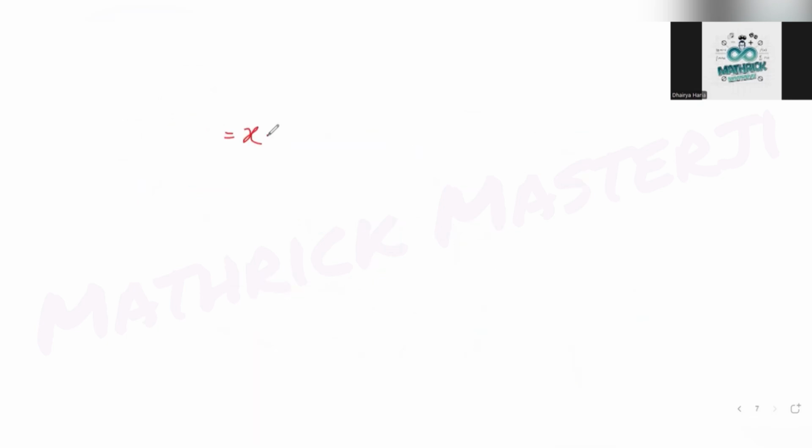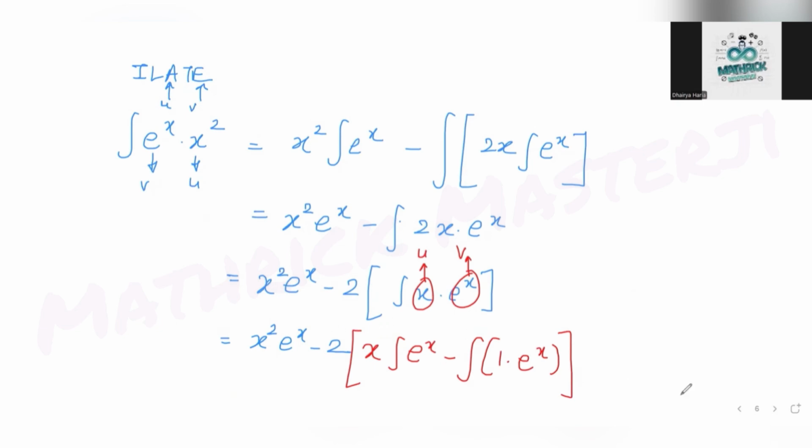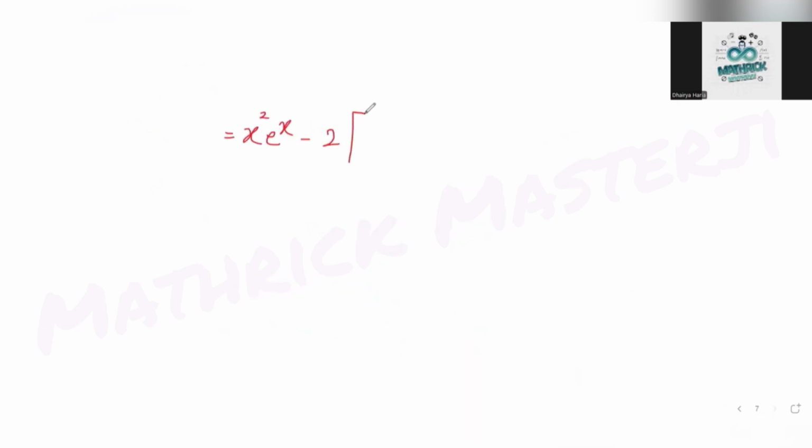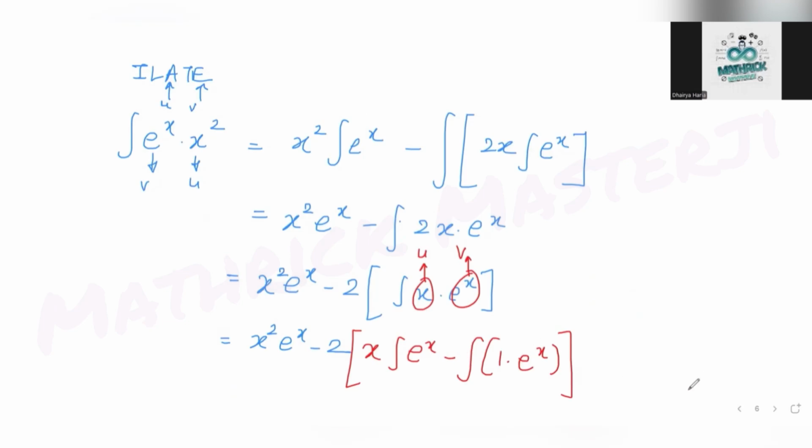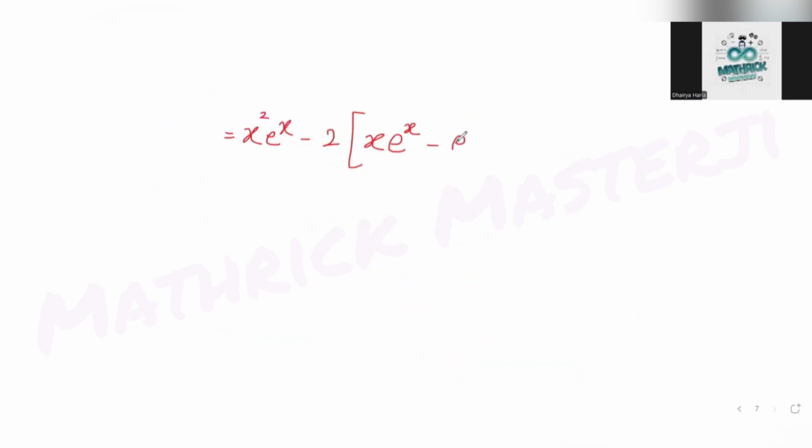So x square e raised to x minus 2 x integral of e raised to x is e raised to x, minus integral of e raised to x, which is also e raised to x here. So what do I get from here? Let's see. So x square e raised to x minus 2x e raised to x, minus minus plus 2 e raised to x.